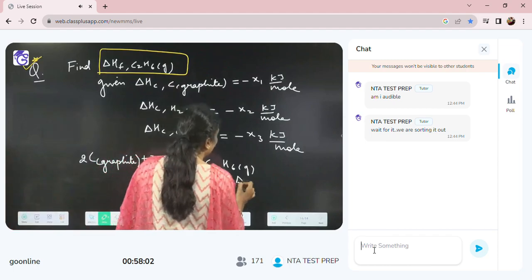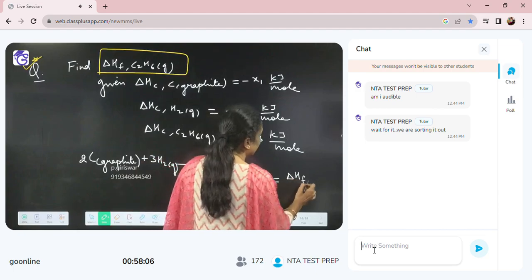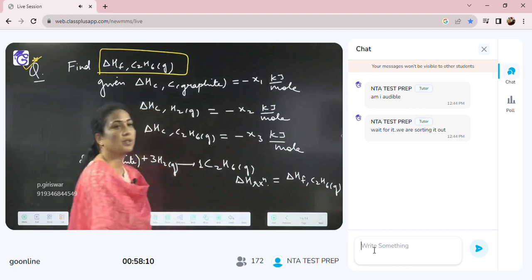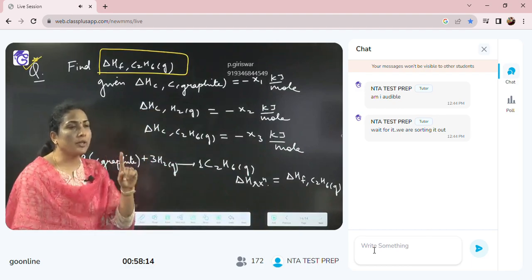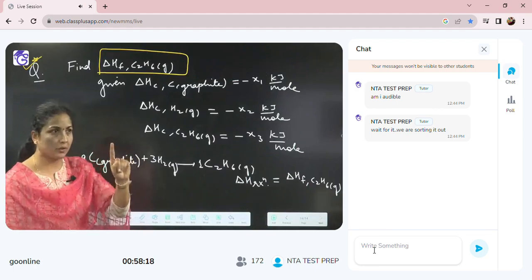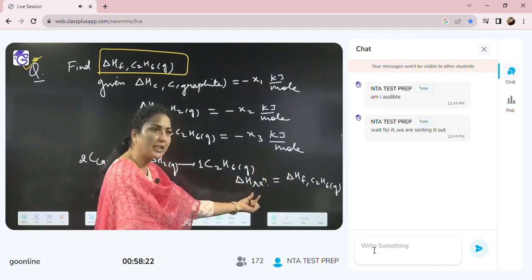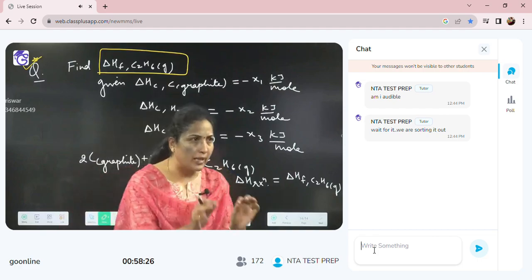Now the thing is, for this reaction only you have to find out delta H, and this reaction is representing the enthalpy of formation of C2H6 gas. Able to understand first of all? You write down the reaction according to what is asked in the question. Asked in the question is enthalpy of formation. So you've written, right? And basically enthalpy of formation is also a reaction now, right? Now how do you find out delta H of a reaction?